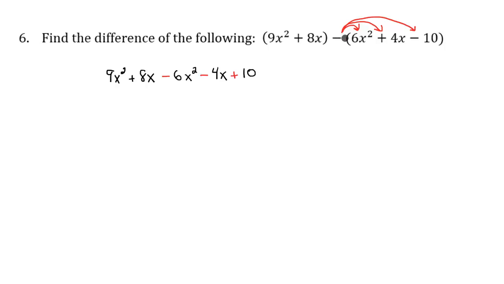If it was addition, we would have kept all of these operations, but since it's subtraction, we have to do the opposite of all of them. And after this point, we just combine like terms. So if we have 9x squared minus 6x squared, we're left with 3x squared. If we have an 8x and we're subtracting 4x, we're left with plus 4x. And at the end, we have a constant, and that can't be combined with anything else, so that's going to be our final answer. It's a trinomial.